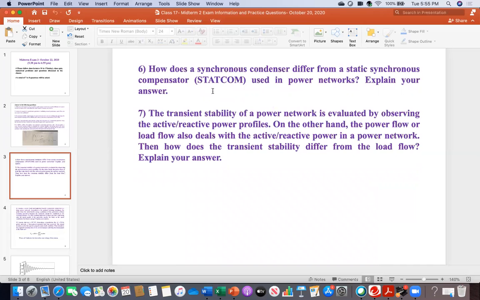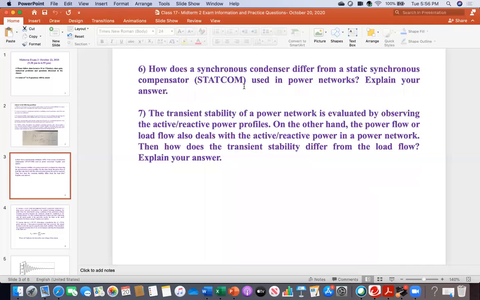How does a synchronous condenser differ from a static synchronous compensator used in a power network? Most of you have written this one. These two are fine in most cases. What is the context of this question? Both can control the reactive power. The synchronous condenser works as a capacitor under certain conditions, under overexcited mode when there is no mechanical load. That all of what we have told is correct.